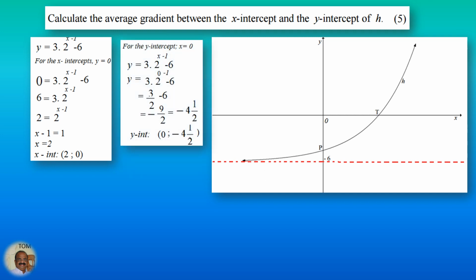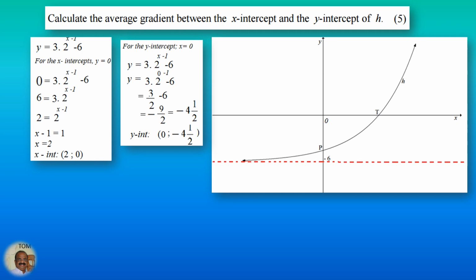Now we move on to the y-intercept, that is p. For the y-intercept we substitute x equal to 0 into the equation. So we get y equal to 3 times 2 to the power 0 minus 1, minus 6. Then we have 3/2 minus 6. We use the calculator and get -9/2 or -4.5. Now the y-intercept is 0, -4.5.